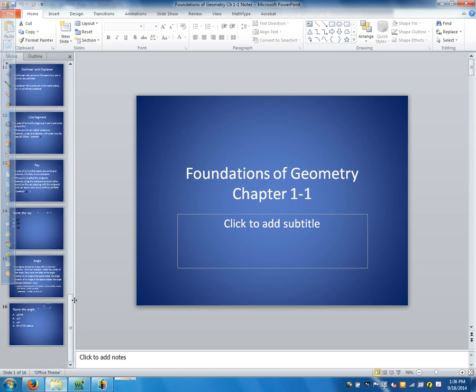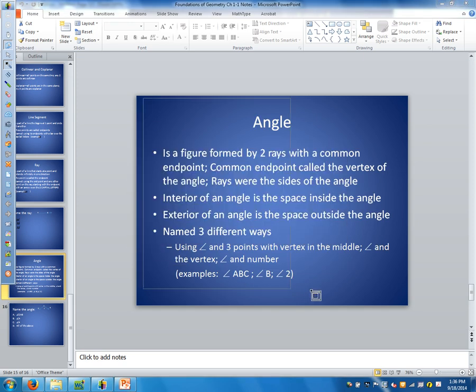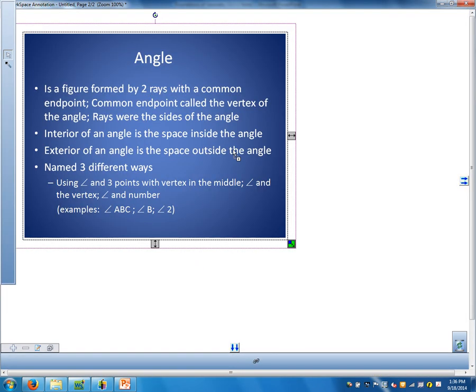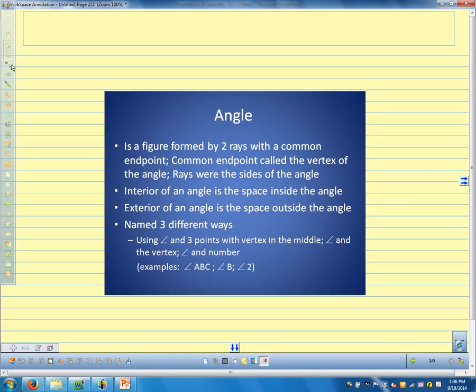The last thing that we're going to talk about is an angle. Our technical definition for an angle is going to be this first part: a figure formed by two rays with a common endpoint. So that's going to be your technical definition. Your term is angle, and that's your definition.